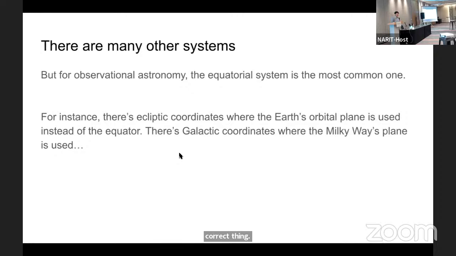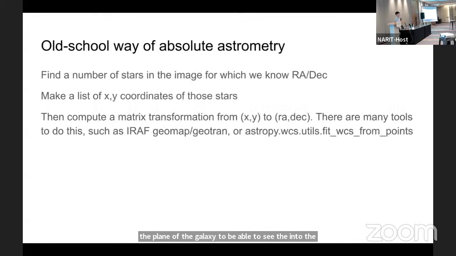There are also a couple of other systems that we use in addition to the equatorial system. There's the ecliptic that I mentioned earlier. This is just based on the plane of the solar system, well, to be exact, the Earth's orbital plane around the sun, and this is relevant for solar system science. There's also a galactic system that uses the Milky Way disk, and this is again relevant for galactic and extragalactic science. You want to look away from the plane of the galaxy to be able to see deep into the universe. So we can look those up.